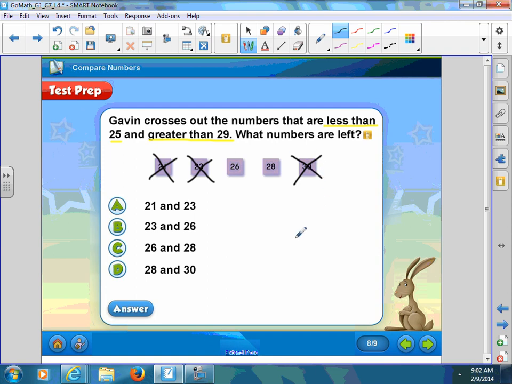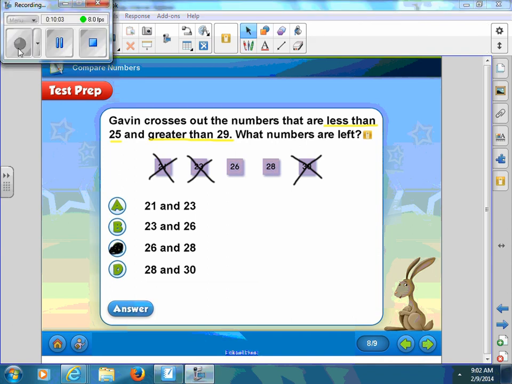Because this is a test prep, it would be like you were taking one of those standardized tests, like our STAR Math test, where you just have to find the answer. So we know that the answer is 26 and 28, so we'll look for 26 and 28 and color that in. This should help you if you are confused with how to do your homework.